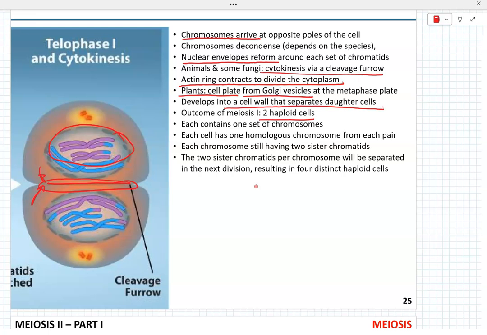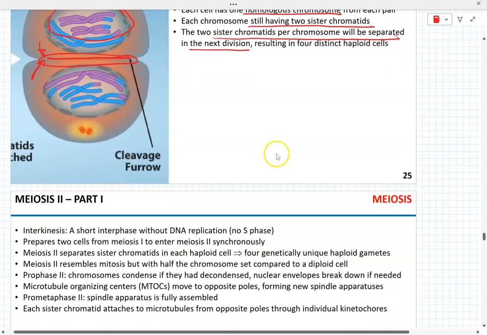Each cell contains one set of chromosomes. If it would be humans, 23. Each cell has a homologous chromosome from each pair, from each of 23 pairs. And each chromosome still has 2 sister chromatids. Sister chromatids will be separated in the next division, meiosis 2, which will result in 4 distinct haploid cells.